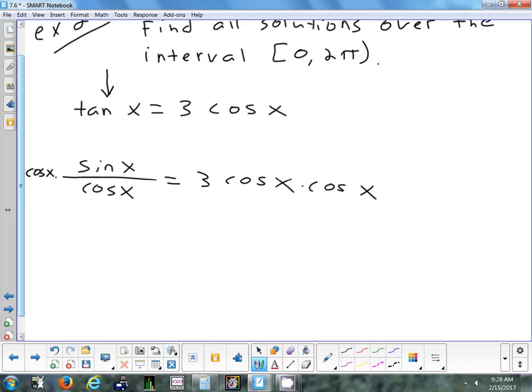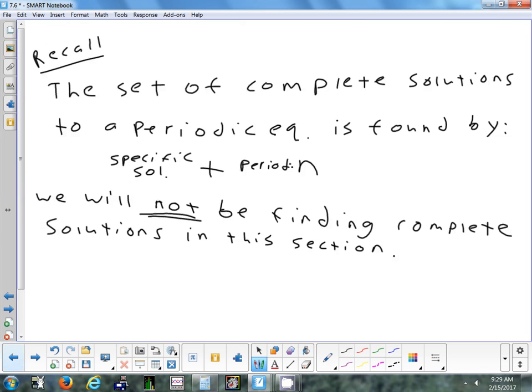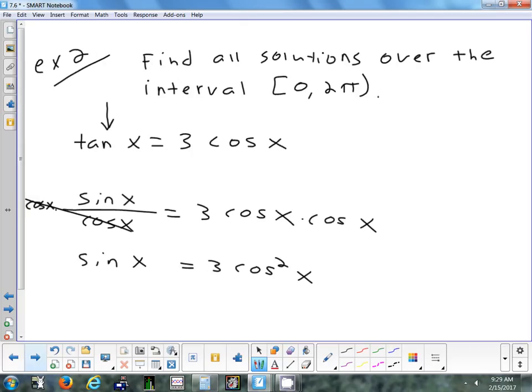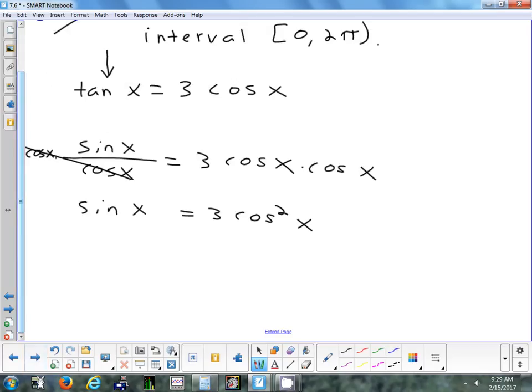John, what happens when you do that on the left? Becomes 3 cosine squared x. Okay, on the right, what happens? It becomes sine x. That cancels out, and you have sine x. Now, this problem is basically similar to the last problem. You've got something squared on one side, something on the other side that's not squared, and we're going to do the same stuff we just did in the last problem.